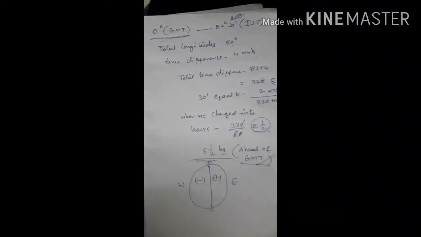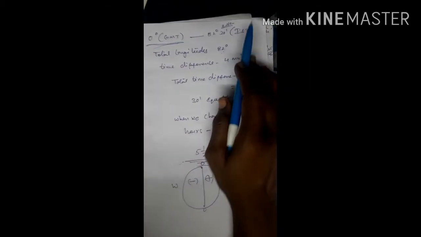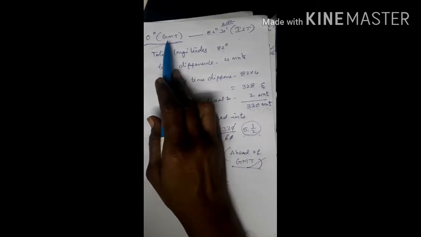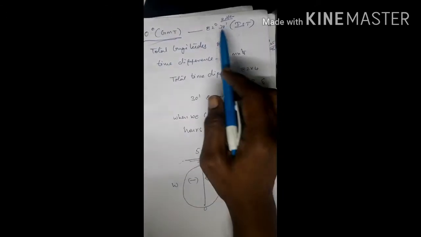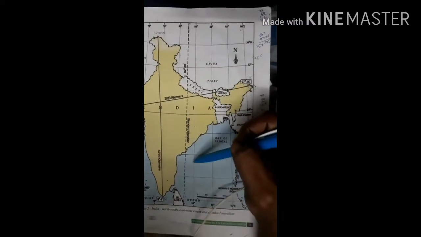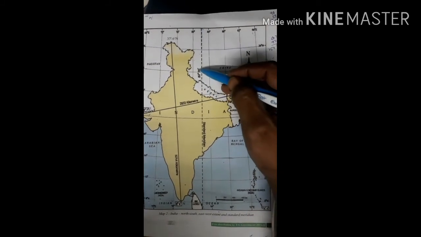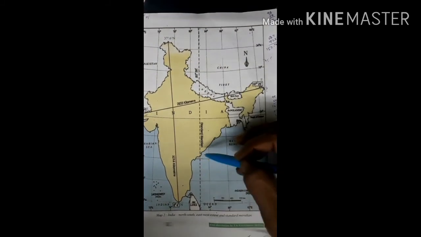What is the difference between IST and GMT? IST is Indian Standard Time, while GMT is Greenwich Mean Time. GMT is 0 degree longitude, and IST is 82 degrees 30 minutes. This 82 degrees 30 minutes longitude passes near Allahabad. Actually, it passes through Mirzapur in UP, which is near Allahabad. So, considering this time, all clocks all over India show the same time, based on 82 degrees 30 minutes.